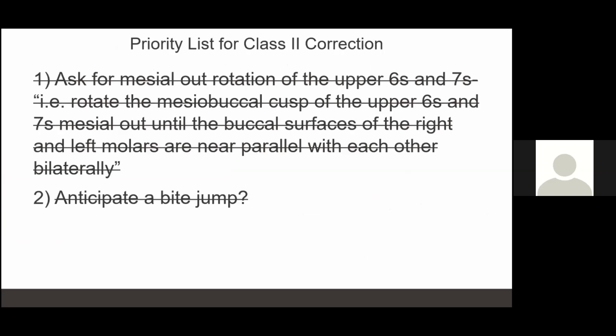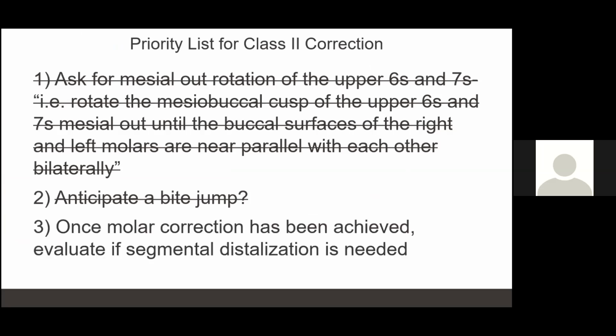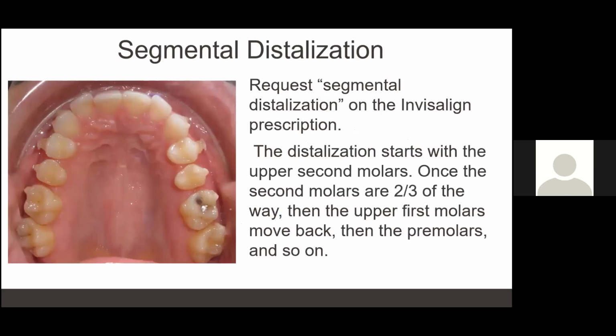So we discussed these 2 items, again, molar rotation and bite jump. What about segmental distalization? Segmental distalization is when the aligner will force itself between the dentition. Essentially, once it gets the terminal tooth, in this case the 7, about halfway of its total distance, then the 6 starts to go. Once the 6 is halfway its total distance, then the 5, then the 4, then the 3, and then the 2 to 2 is retracted with lingual root torque.